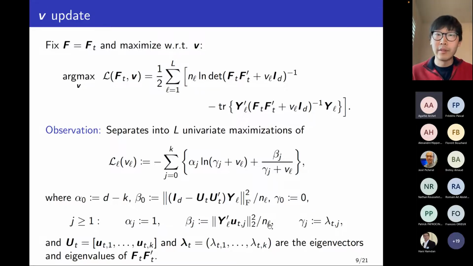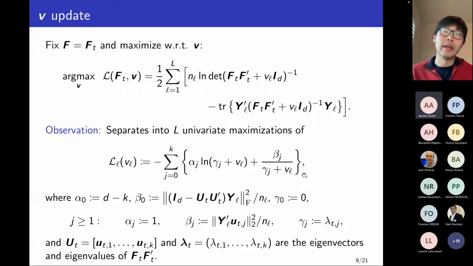So again, F was the factor matrix. Ft is the current estimate of that factor matrix. So Ft Ft transpose is the current estimate of the low rank signal covariance. Okay, and these are the eigenvectors and eigenvalues. We write it this way because it's convenient to write in terms of the eigenvectors and eigenvalues of Ft Ft transpose. Okay, so basically we now have this univariate problem to solve.